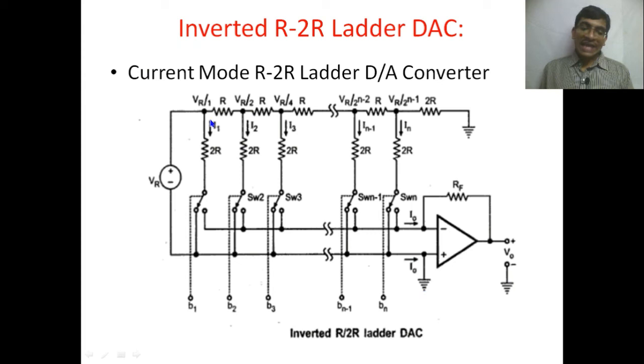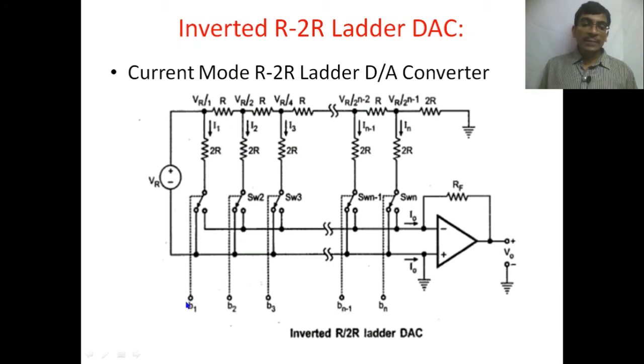The current I1 is present at any moment because this node is nothing but the ground. Okay, this is also a virtual ground. This node is nothing but the virtual ground. Because of that, at any point of time, whether B1 is equal to 0 or B1 is equal to 1, the current flowing in the resistance will not vary. Okay, always the current is I1 only. So based on the bit numbers, it is an n-bit inverted R2R ladder DAC.